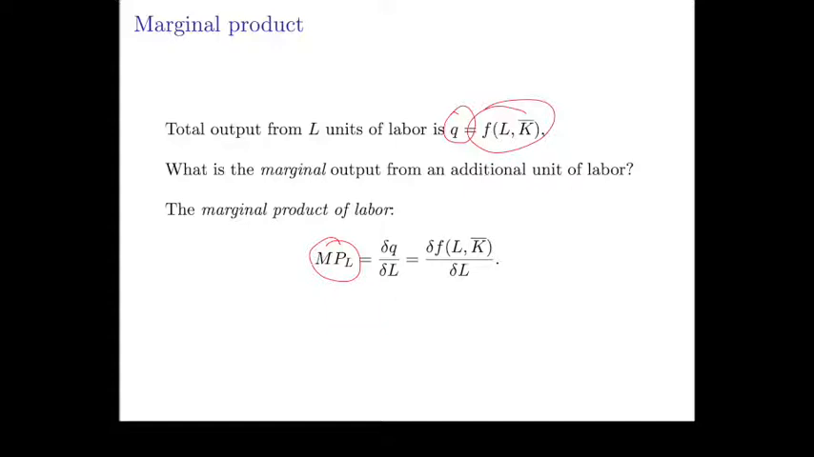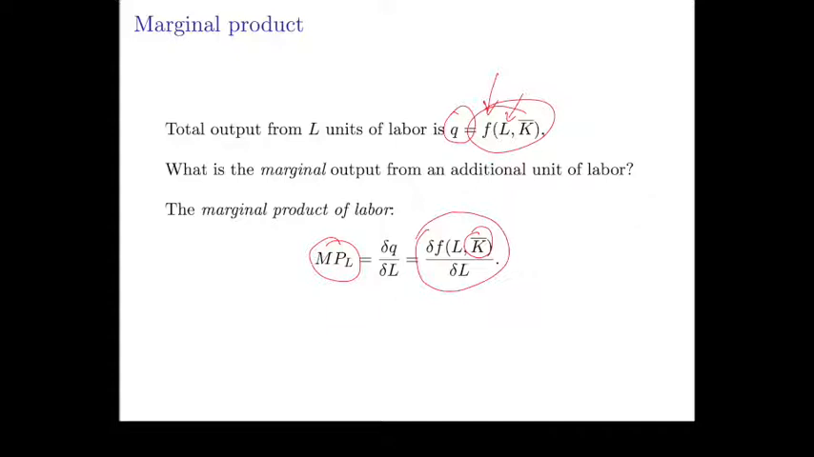So we take the partial derivative of f with respect to its first argument, which is labor, which is what we have here. So we keep fixed the amount of capital at k bar because we can't vary that in the short run. And then we see, okay, if I increase the labor by a little bit, what's the per unit increase in output? Well, that's just the partial derivative of f with respect to L when we fixed k bar. And we call that the marginal product of labor.